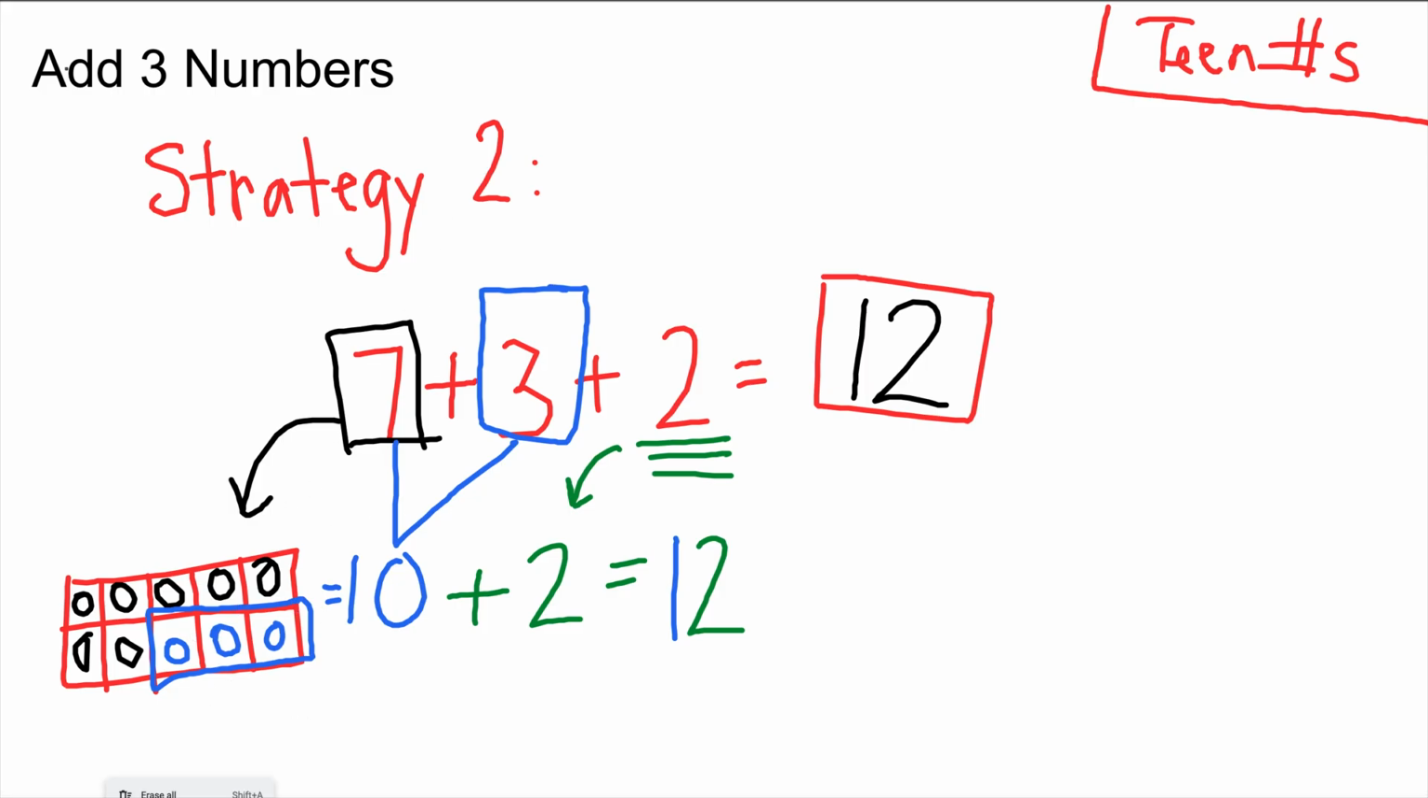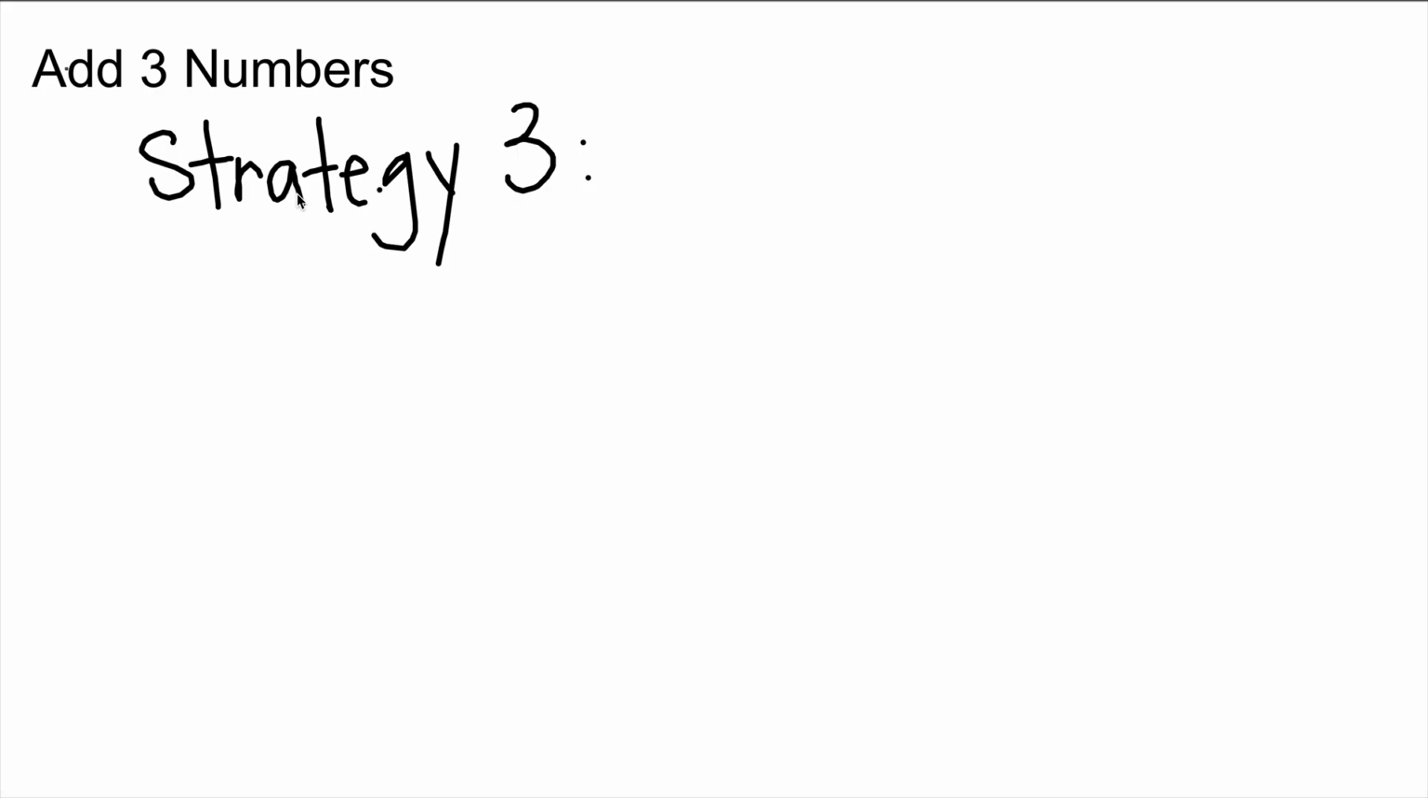Now, my third strategy, let's call that strategy number 3. I hope I spelled that correctly. I don't know why it looks a little funny to me. All right, strategy number 3. So let's do 8 plus 4 plus 2 equals what?